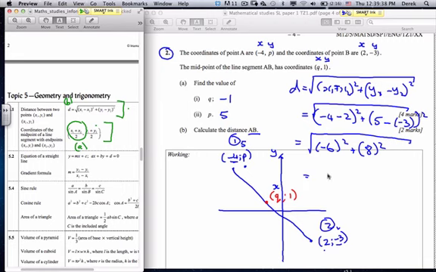So this becomes 36 plus 64, all still in a bracket. So that becomes 100. And the square root of 100 is 10. So the distance from A to B is going to be 10.